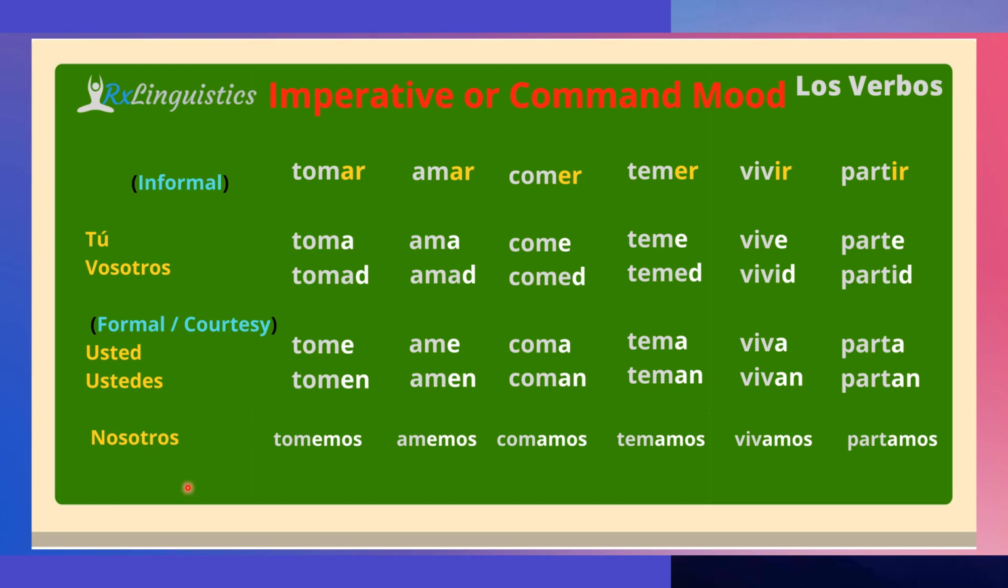The nosotros, if you are exhorting yourself, meaning you belong to a group where you are going to do something and you are deciding together, then that command or imperative can apply to the first person plural. And those verbs will be tomemos, amemos, comamos, temamos, vivamos, and partamos. And verbs that you can model after these will behave the same way.